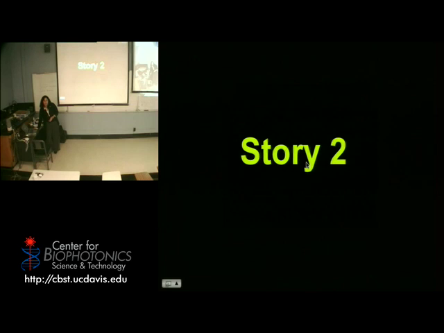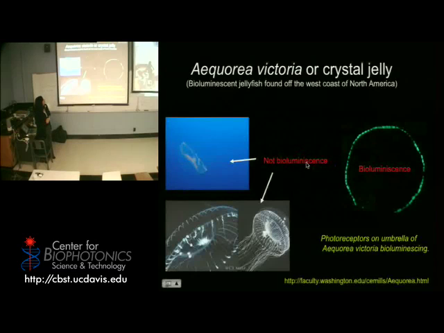Now the second story. And the second story is about this other organism. It's called Aequorea victoria or crystal jelly. And these are just contrast pictures of Aequorea victoria. This is a jellyfish that has a characteristic that is very, very interesting. It has bioluminescence in the border of the umbrella. This is called the umbrella. And in the border, there's bioluminescence happening in some cases. They still don't know when it happens.